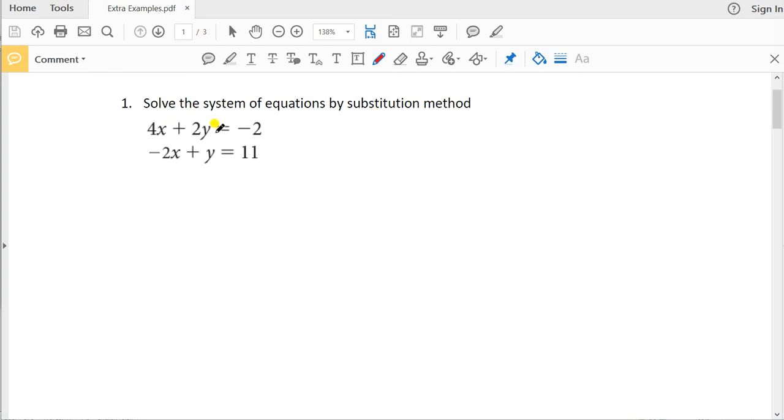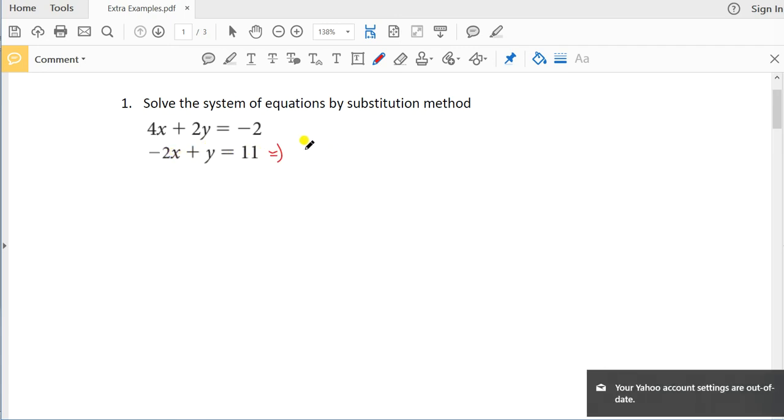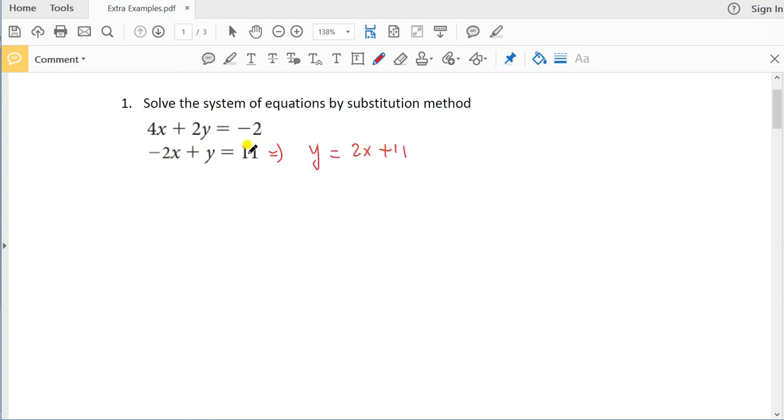Now if you look at the two equations, the first thing is you must pick the one that you can solve for either x or y, and it should be easy to solve for y or x. And if you look at these two equations, we can see that from the second equation I can solve for y easily by adding 2x on both sides. So y now becomes 2x plus 11 because I add 2x on both sides.